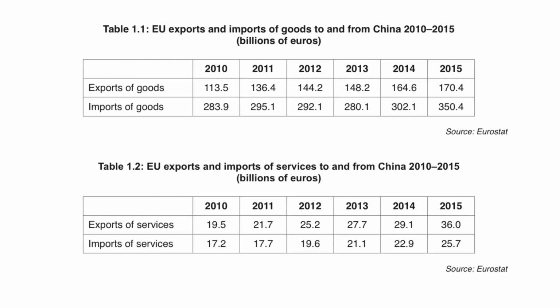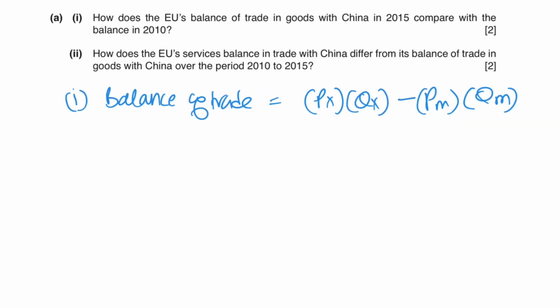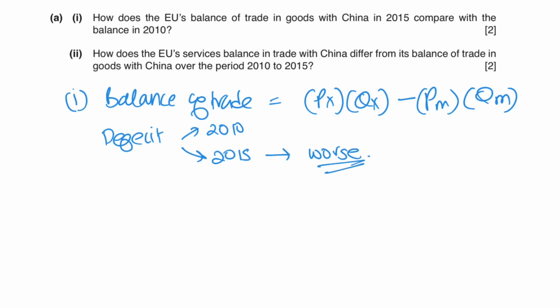Look at table 1. We note that although the value of exports is increasing, it is always less than that of the imports of goods. So this indicates a deficit that is getting worse. So that is how you get your marks. First, you will have to say that the balance of trade is in a deficit. Okay, it was always in a deficit. It was in deficit in 2010, and it also is in a deficit in 2015. But in 2015, this deficit has become worse. And that is how you will get both marks for this question.